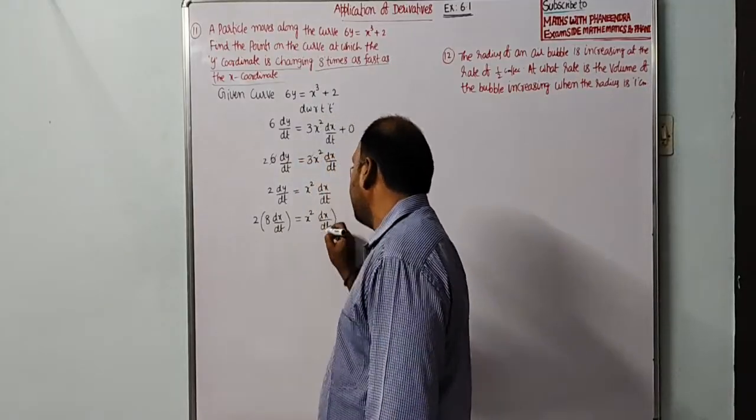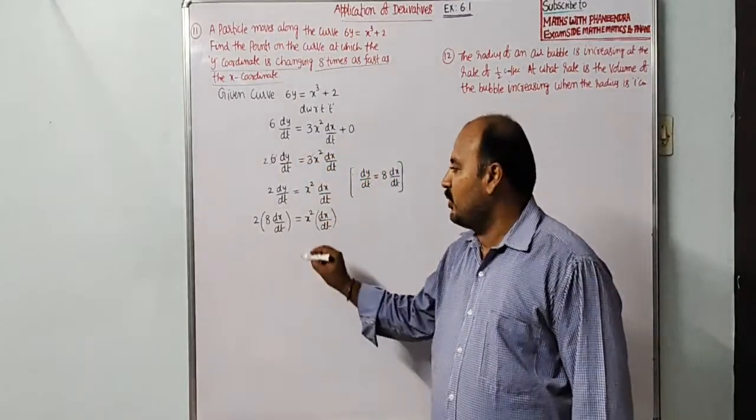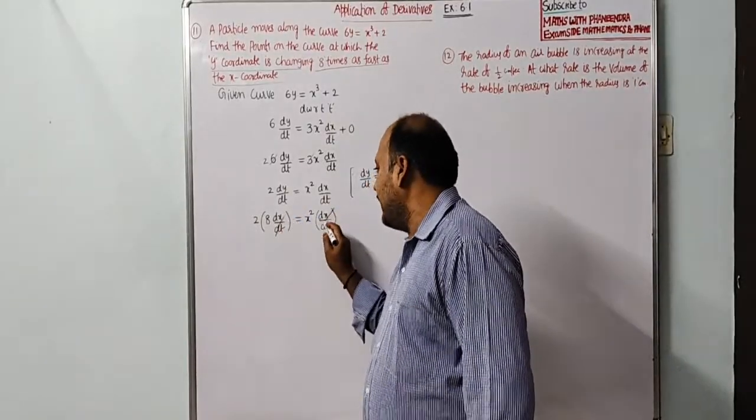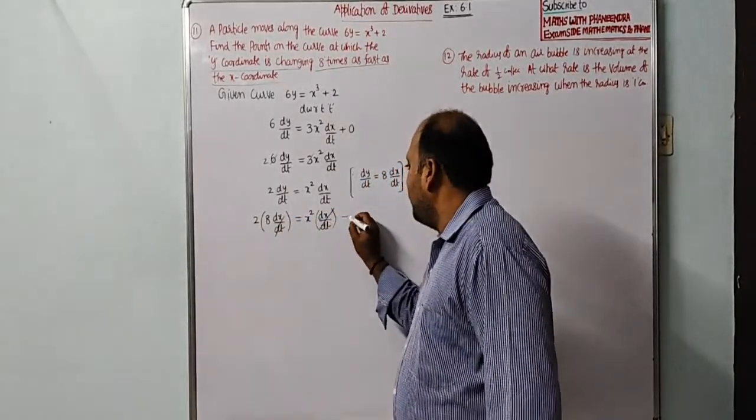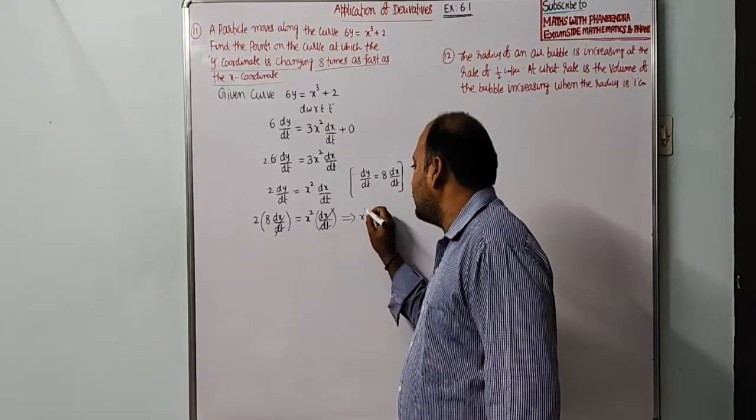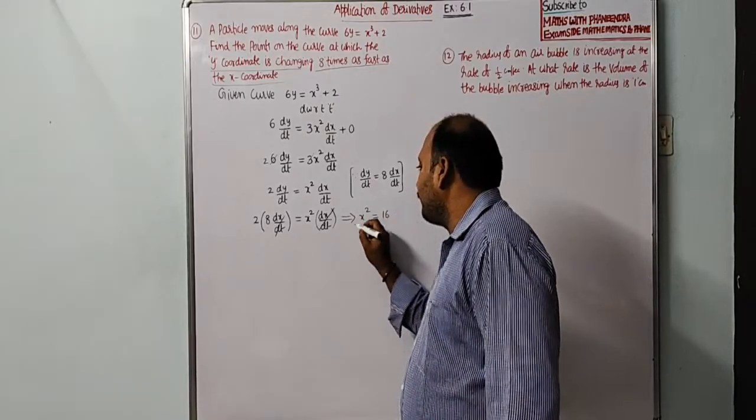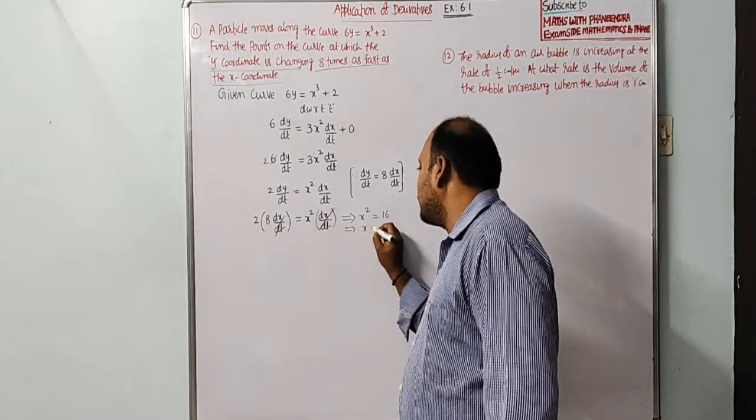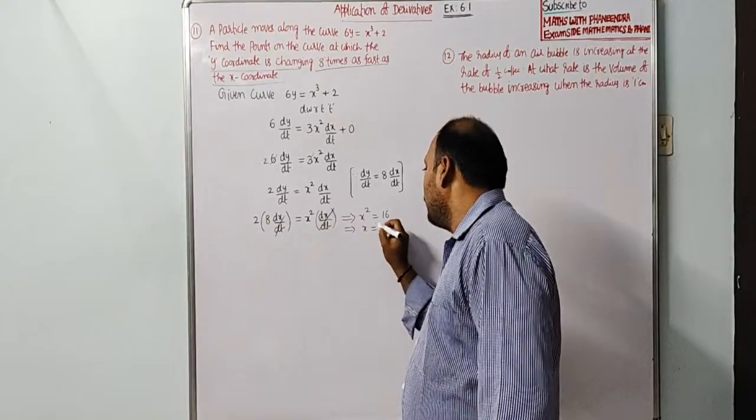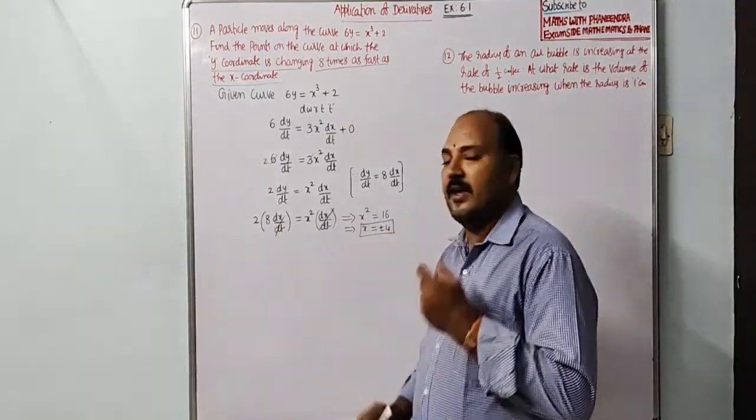Are you all with me, dear students? Now dx by dt can cancel. That implies that x square is equal to 16, x is equal to plus or minus 4. So for x, 2 values are there.